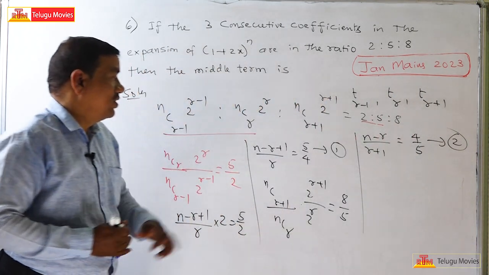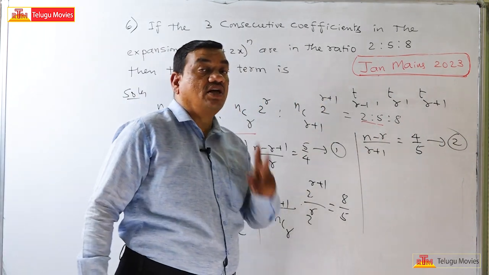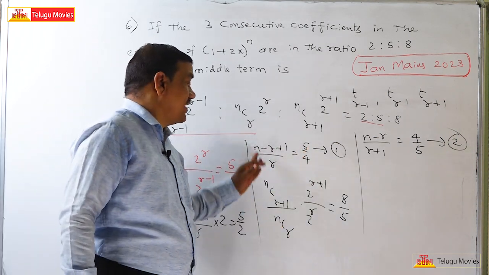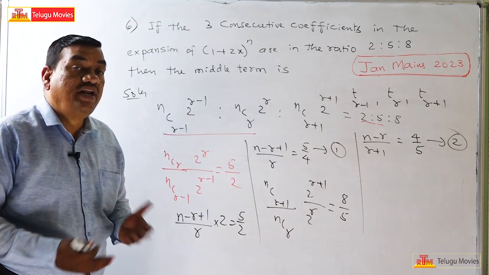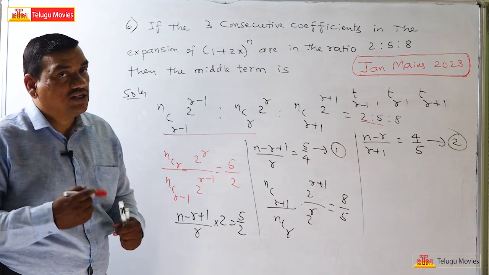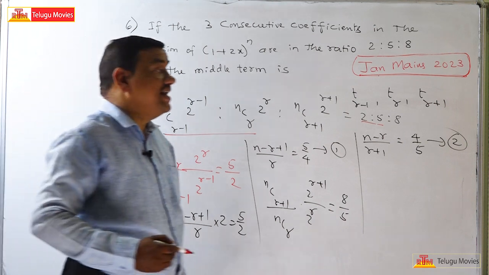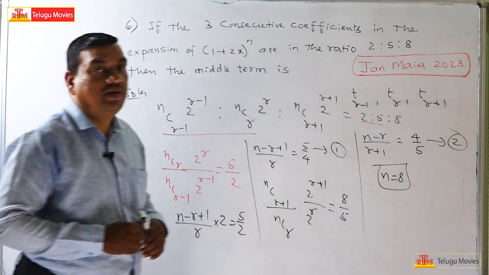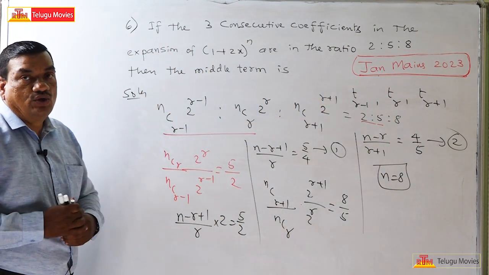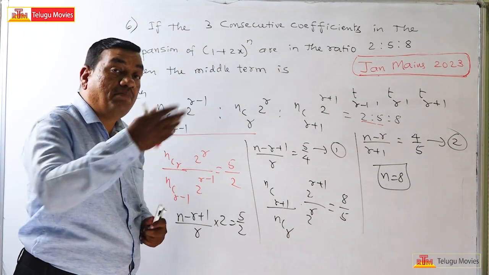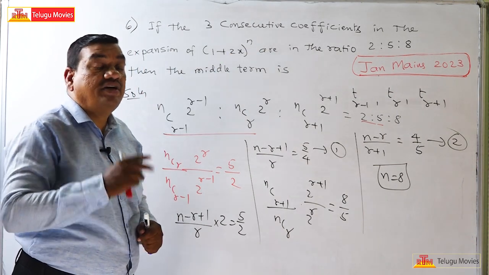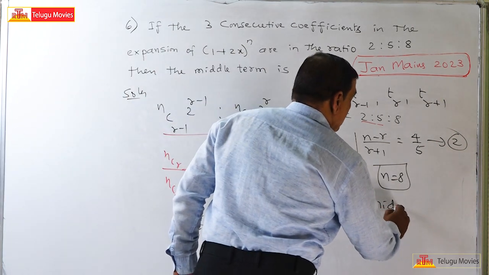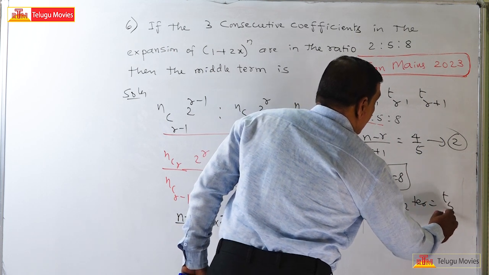See here, there are two equations and two variables, the n value and the r value. Take cross multiplication, so two linear equations will come in n and r. Let us solve them. So you will get n is equal to 8. If n is equal to 8, the number of terms will be 9. If it is 9, which term will be the middle term? The fifth term.